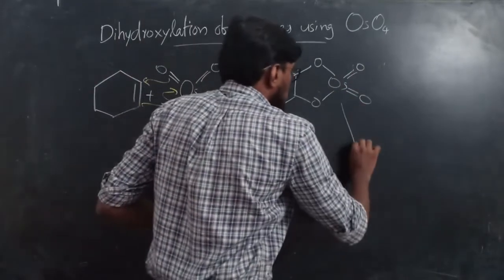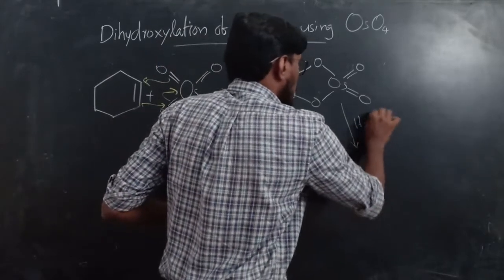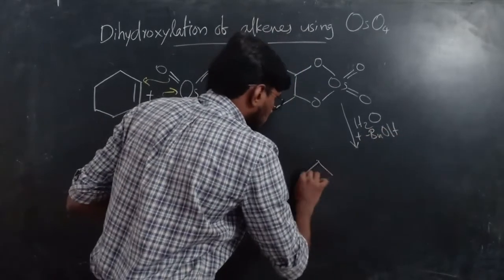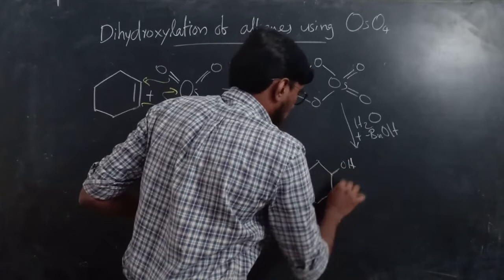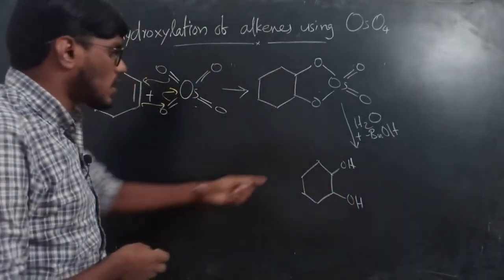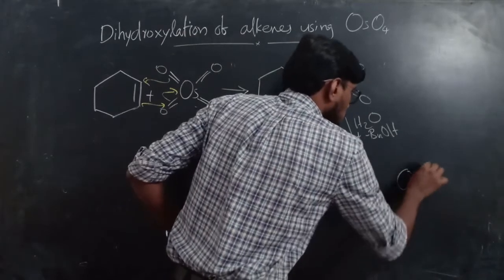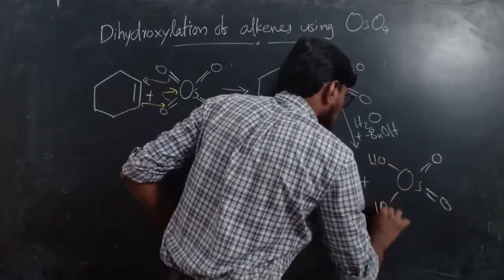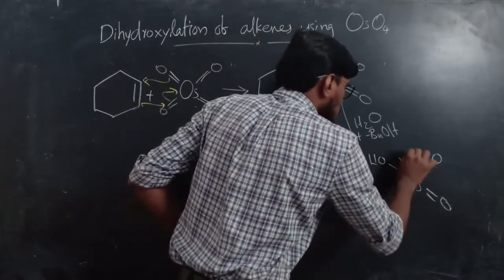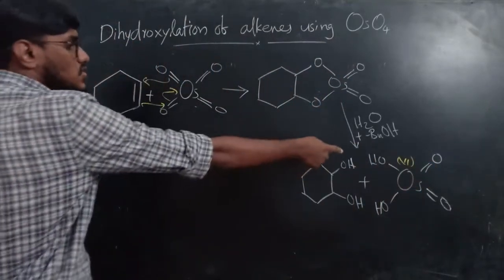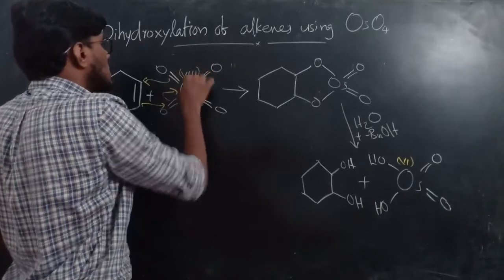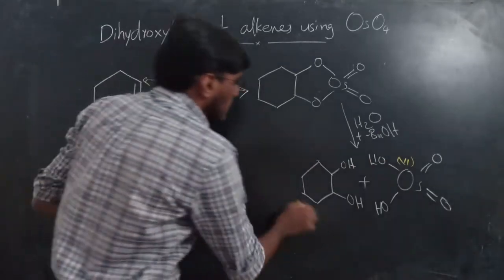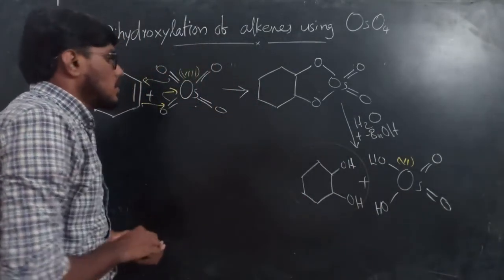In the next step, this osmate ester undergoes hydrolysis with water in the presence of tertiary butanol, and it gives a cis diol. The diol will be like this, OH, plus osmium with OH. Here the oxidation state of osmium is 6, and here the oxidation state is 8. So the osmium is reduced to the 6 oxidation state and the diol is formed as the product.